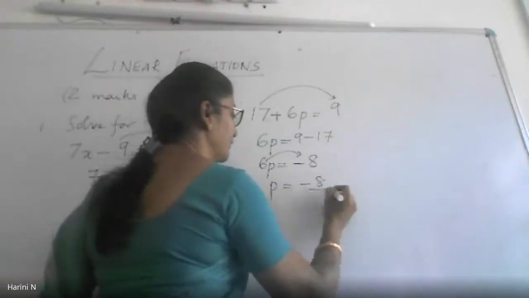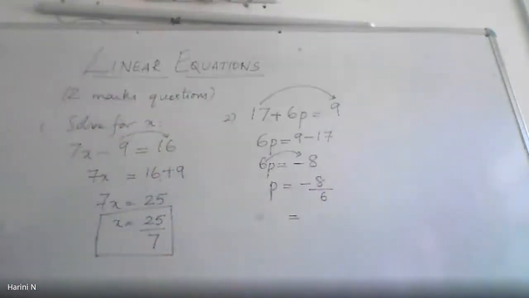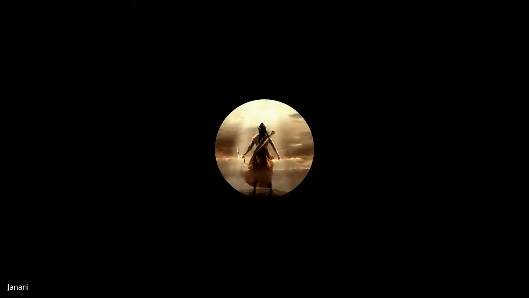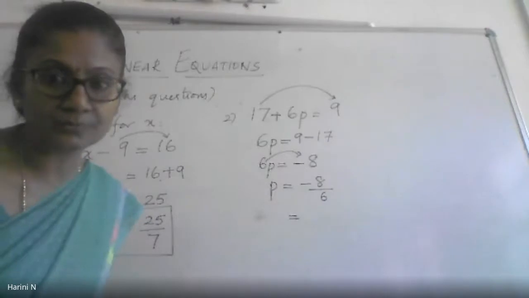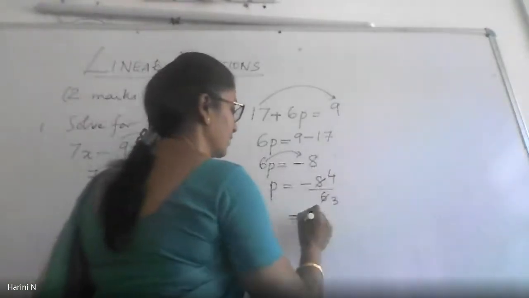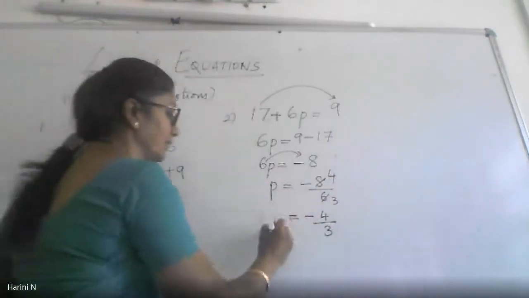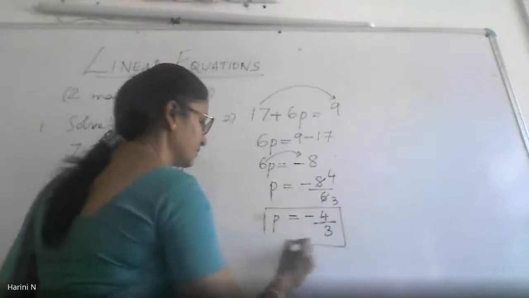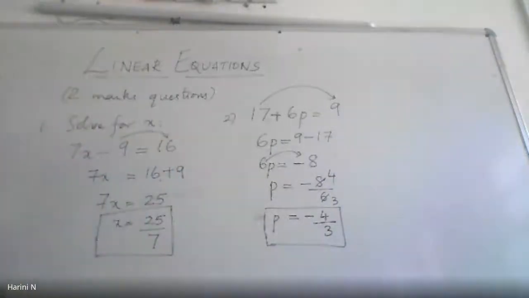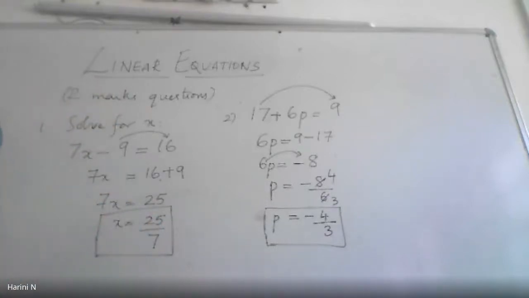So negative 8 by 6. Is there a common factor between 8 and 6? Yes, 2. Cancel it with 2. 2 4s are 8 and 2 3s are 6. The negative still will be there in the numerator. So negative 4 by 3. The value of p is negative 4 by 3. So such kinds of problems you can expect for 2 marks. Take one more, then we will move on to the 3 marks questions.